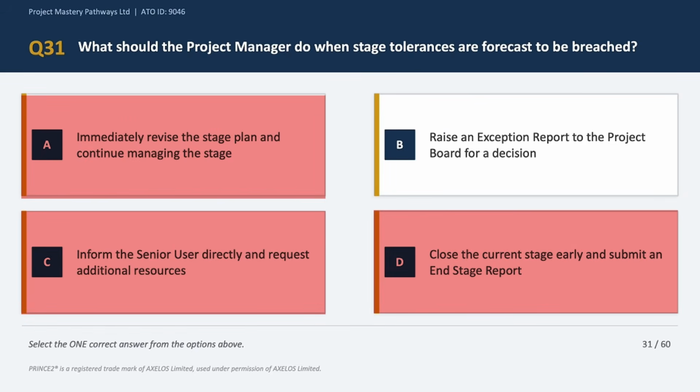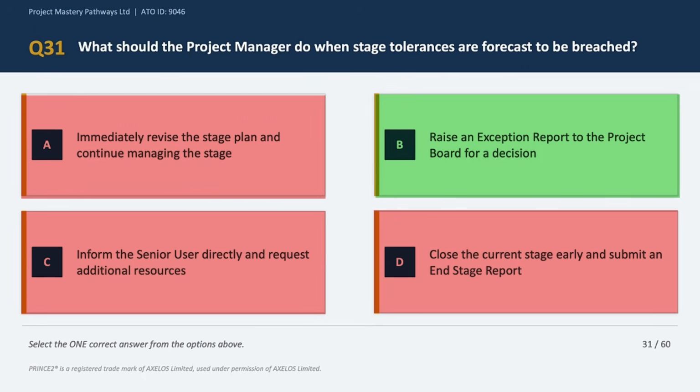Now option B says raise an exception report to the project board, and this is exactly what PRINCE2 expects. The project manager raises the exception report, the board reviews it, takes a decision, and may direct the production of an exception plan which the project manager writes, and then the exception plan is reviewed and finally approved by the project board. Okay, and that is managing by exception in action within a PRINCE2 project. So the correct answer is option B.